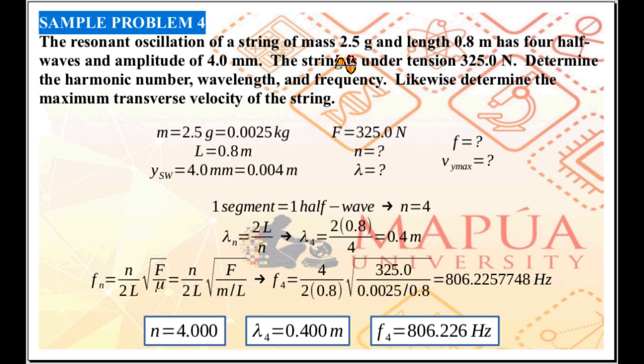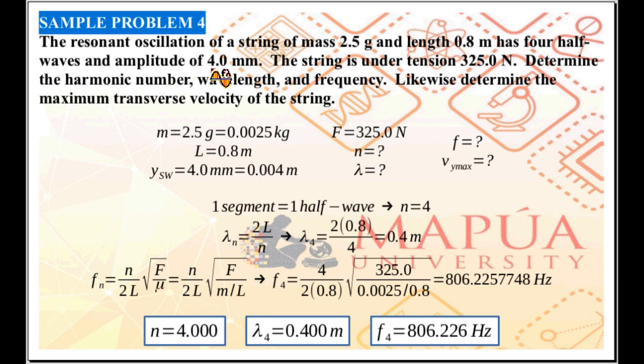So we have mass of the string, 2.5 grams, convert to kilograms. Let that be mass M. Length of the string is given, 0.8 meters. Let that be length L, 0.8 meters. The amplitude of the oscillation is given, amplitude of 4 millimeters. This is resonant oscillation, standing wave formation.